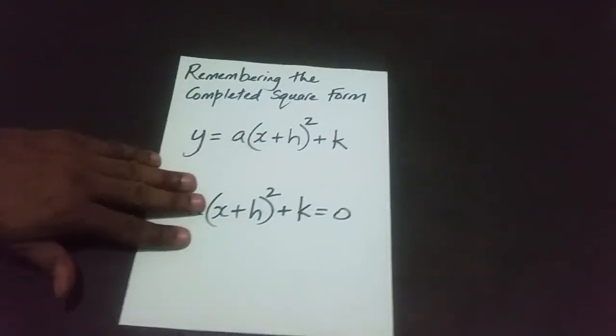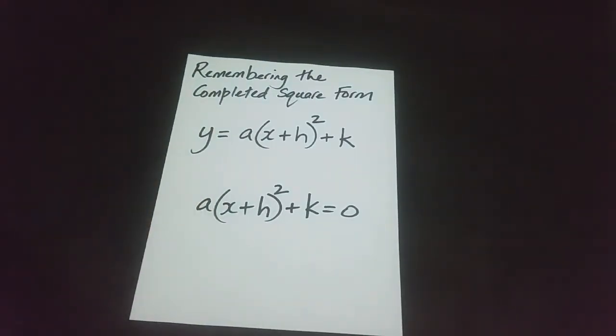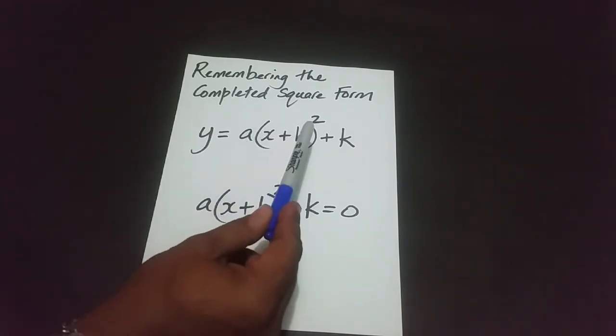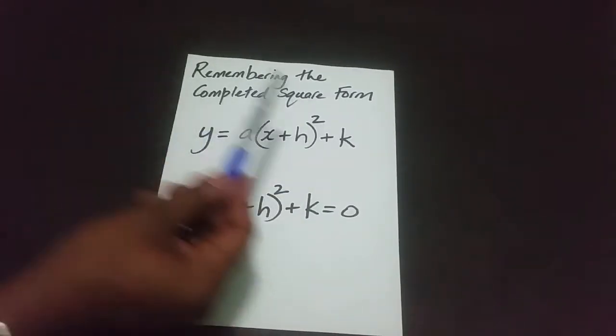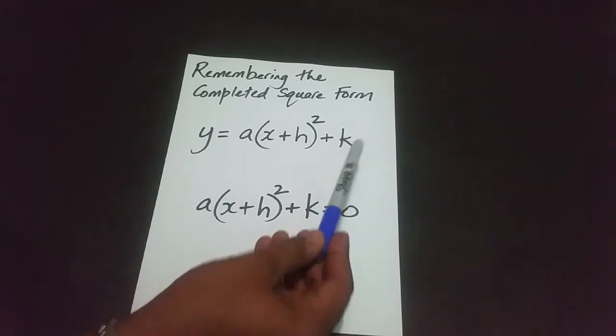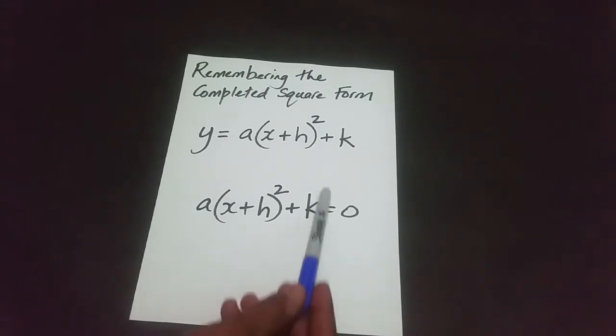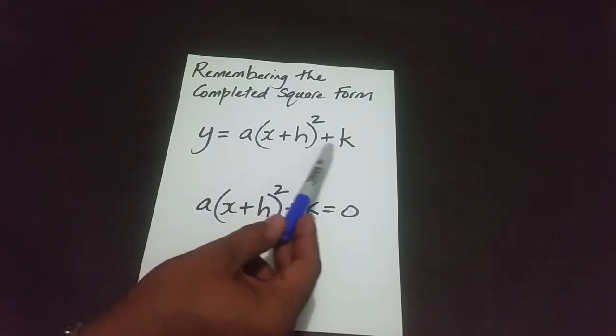Now, this is very important as well. Remembering the completed square form, you've heard me mentioning a, you've heard me mentioning h, and then the negative of h, you've heard me mentioning k, and you know that this is what we use when you're solving the quadratic using the completed square form. Of course, you'd have to find h and k first.